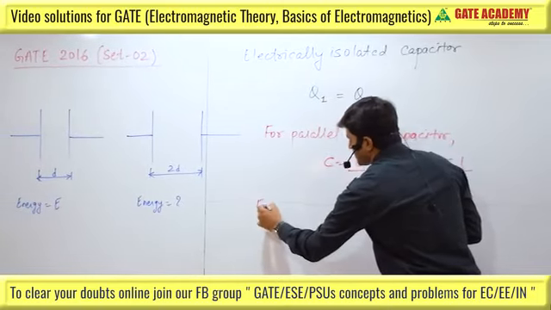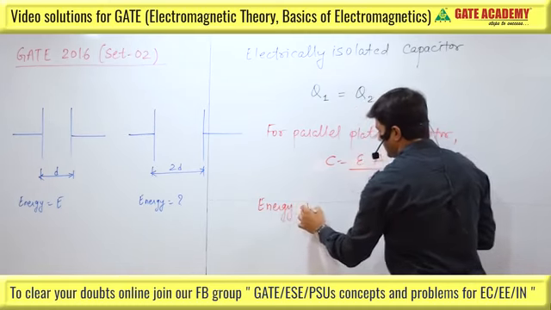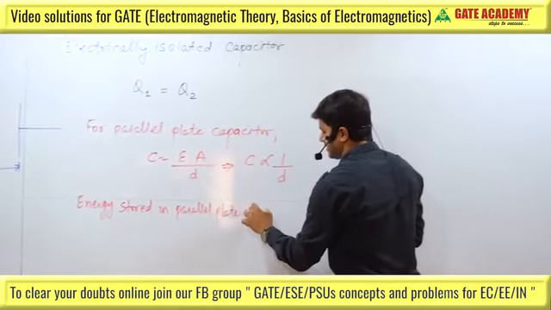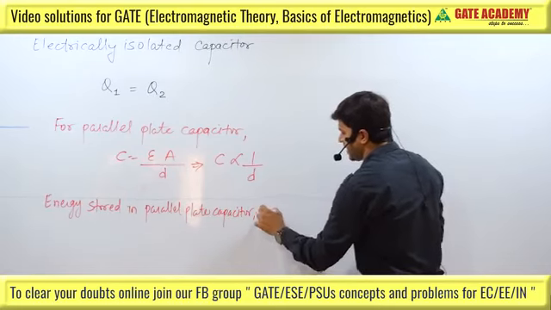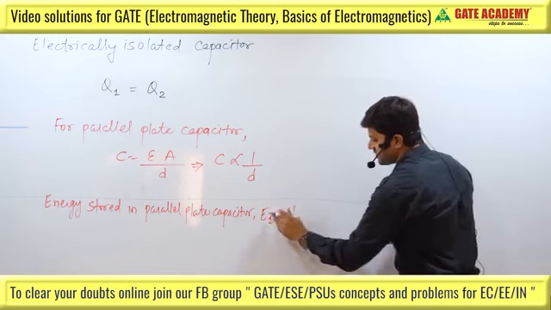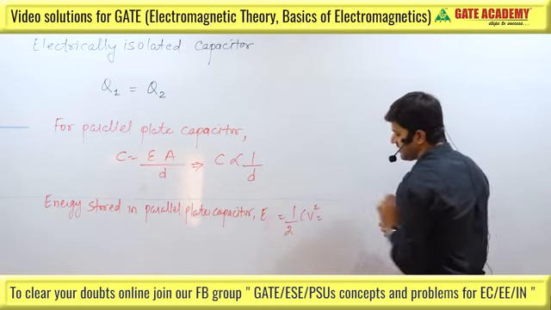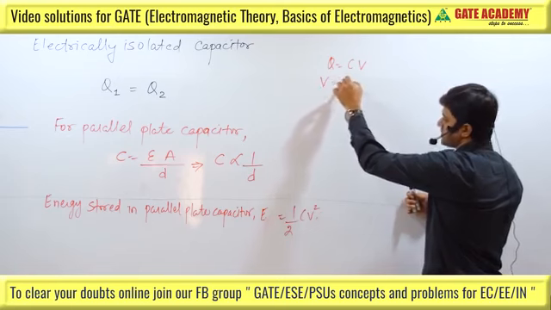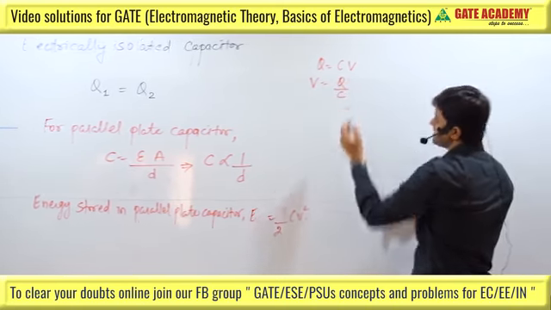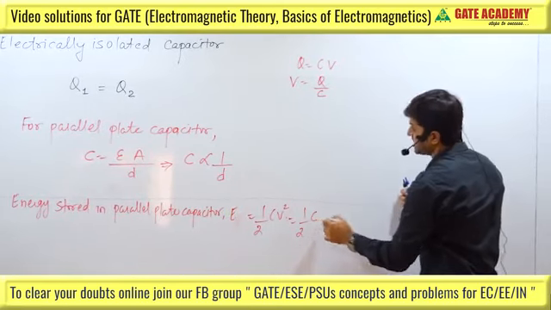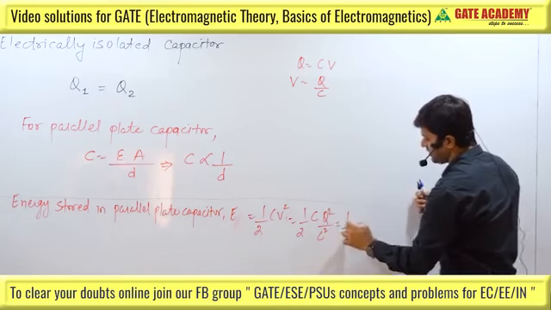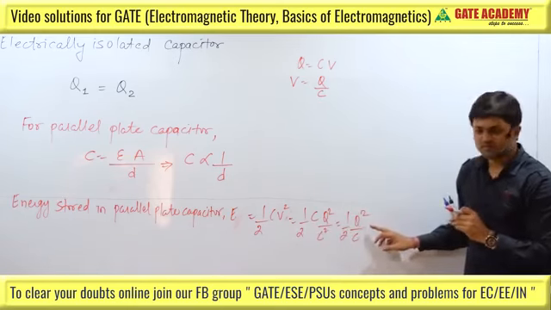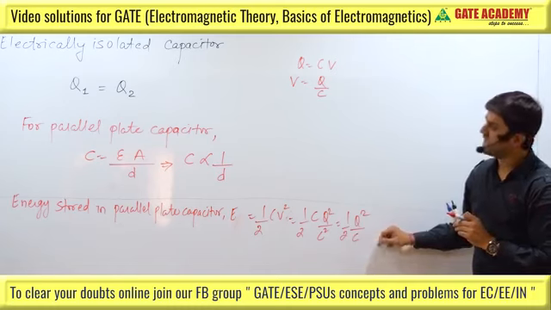Now energy stored in the capacitor. The energy stored in a parallel plate capacitor, let us say E1, is 1 by 2 CV square, and we also know that Q equal to CV. So V equal to Q by C. If we write this, it is 1 by 2 Q square by C. So energy stored in the capacitor in terms of charge is given by 1 by 2 Q square by C.